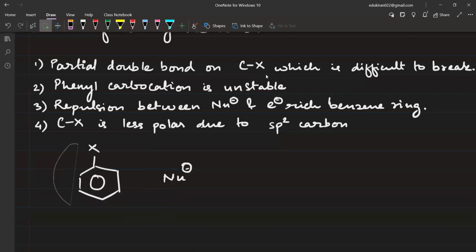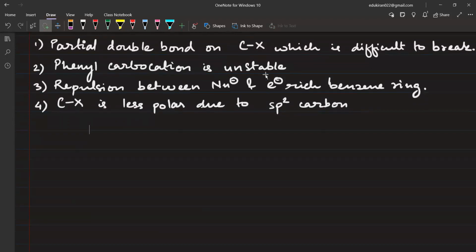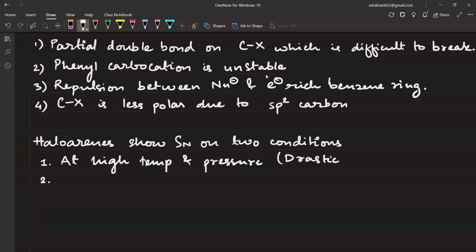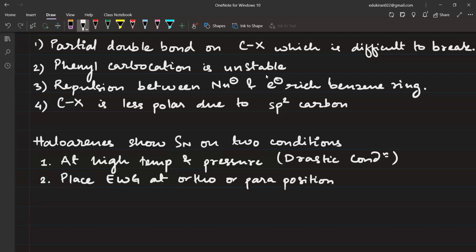Okay, so these are the two ways in which we can do SN in haloarenes. So please write: haloarenes show SN on two conditions. Number one is at high temperature and pressure. This is known as drastic condition. Number two is placing of electron withdrawing group at ortho or para position.